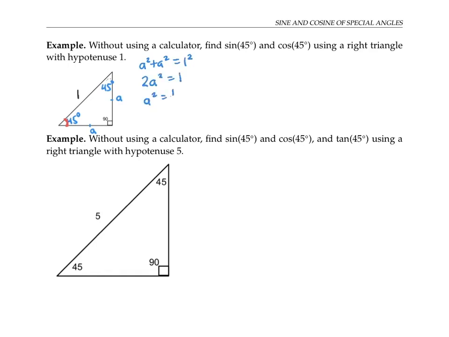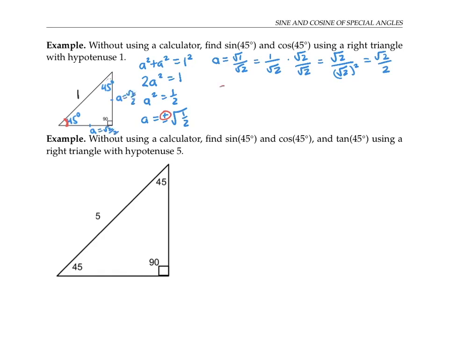So a squared is 1/2, and a is plus or minus the square root of 1/2. Since we're talking about the lengths of sides of triangles, I can just use the positive square root. It's customary to rewrite this as the square root of 1 over the square root of 2, which is 1 over the square root of 2, and then rationalize the denominator by multiplying the top and the bottom by the square root of 2. That gives me a square root of 2 in the numerator and the square root of 2 squared in the denominator, which is the square root of 2 over 2. So these side lengths are the square root of 2 over 2.